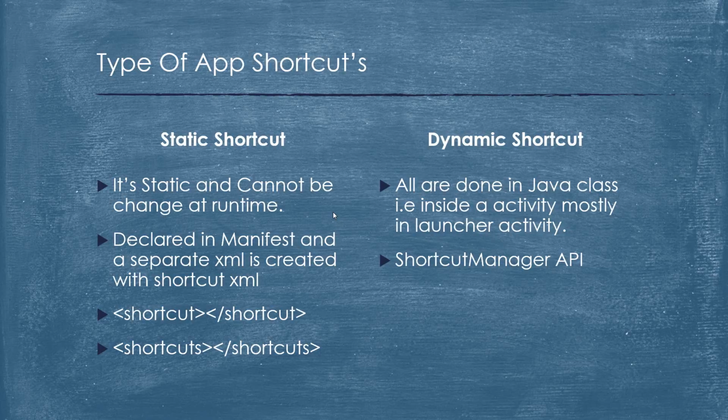There are two tags used in the static shortcut, that is shortcut and shortcuts. Inside the shortcuts tag, we provide multiple shortcut tags. So we will see how we can code this. The other one is the dynamic shortcut, which is pretty easy compared to the static shortcut. In this you only have to write code in Java, and it is only 5-6 lines of code, which uses the ShortcutManager API that is available in API 25 and above. So the dynamic one is the most friendly thing, but static is also a very good thing to see.